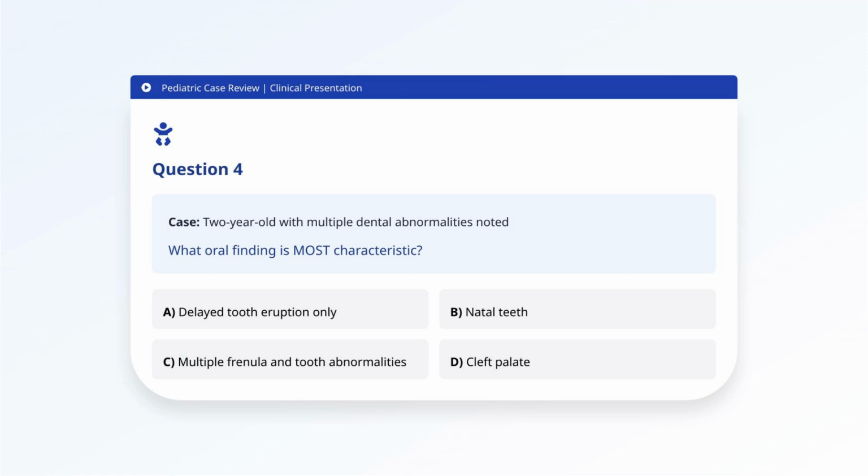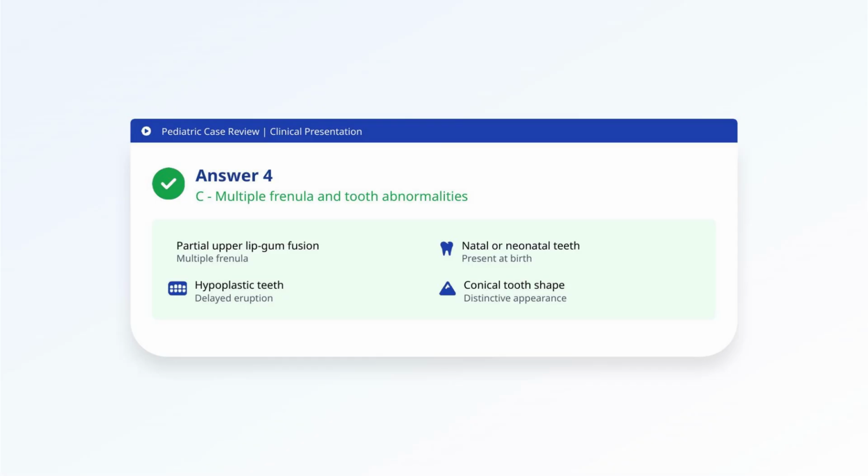A 2-year-old child with Ellis Van Creveld Syndrome has multiple dental abnormalities noted during examination. What oral finding is most characteristic of this condition? Option A, delayed tooth eruption only. Option B, natal teeth. Option C, multiple frenula and tooth abnormalities. Or Option D, cleft palate. The correct answer is C, multiple frenula and tooth abnormalities.